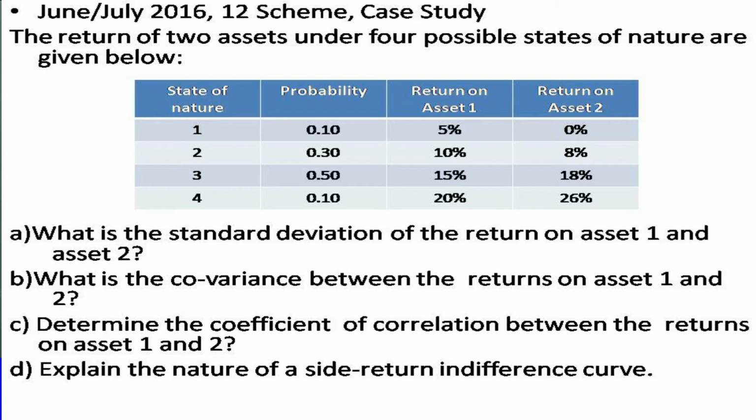The returns of two assets under 4 possible states of nature are given below. State of nature they have given 1, 2, 3, 4. Probability they have given 0.1, 0.3, 0.5, 0.1. Return on asset 1 is given as 5, 10, 15, 20. Return on asset 2 they have given 0, 8, 18, 26. The first question they have asked is, what is the standard deviation of the returns of asset 1 and asset 2. Next they have asked the covariance between the returns, and next the correlation coefficient between the returns, and to explain the nature of the indifference curve.